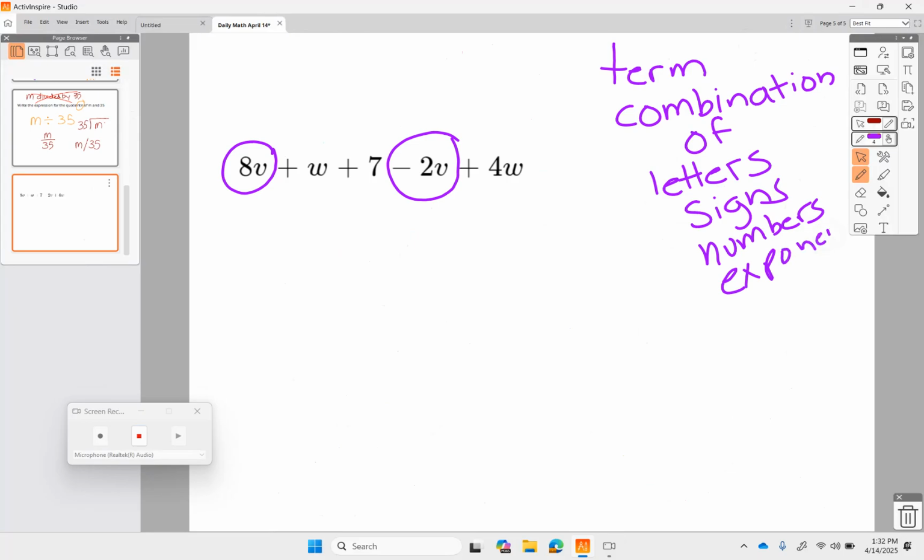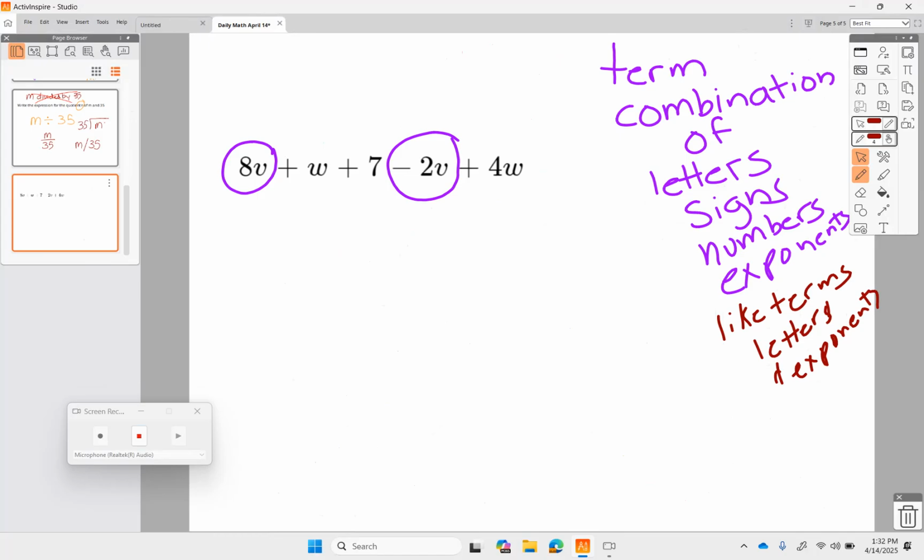Okay? For like terms, the letters have to match. And sometimes if the number matches, then it counts too. And the exponents have to match. This is what she was talking about. W squared and W are not the same thing. I'm going to explain the numbers in a minute.